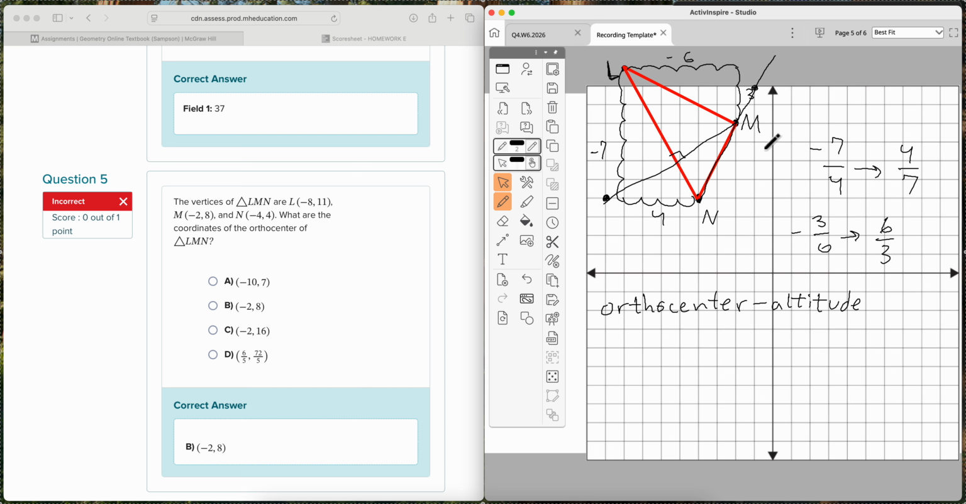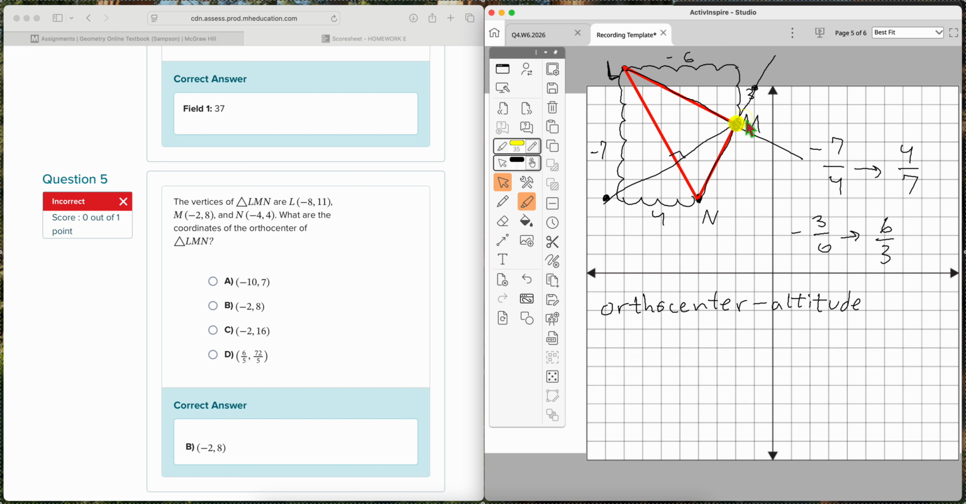You really only need to do this twice, and we can see the point where these lines intersect is right here. If I was to find the altitude from L, it actually also is directly on this side. So this is a right triangle. So the place where they meet is right here. That is our orthocenter, and it just happens, because it's a right triangle, to be on one of the vertices of the triangle.